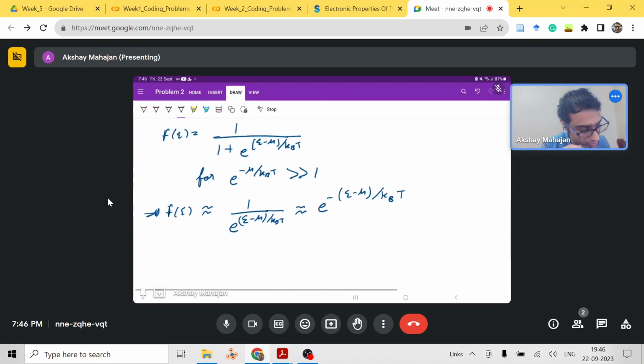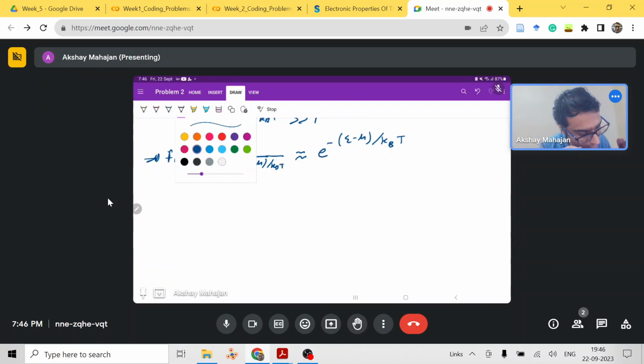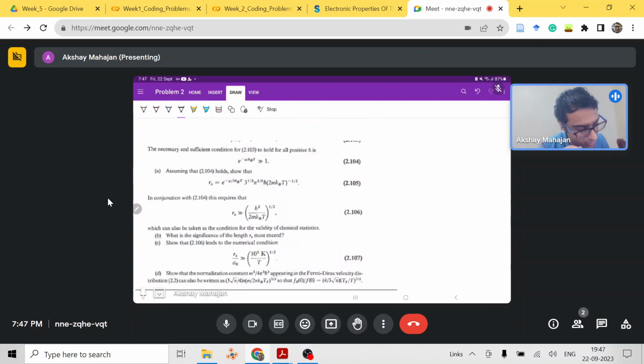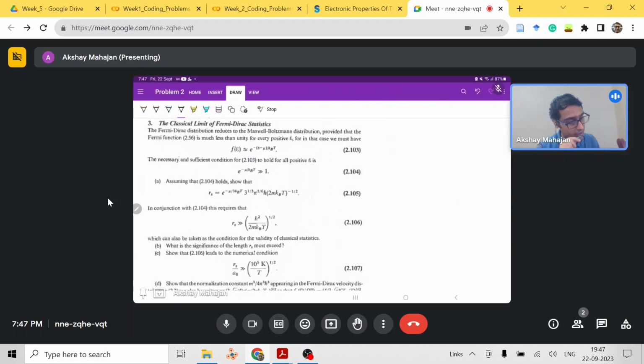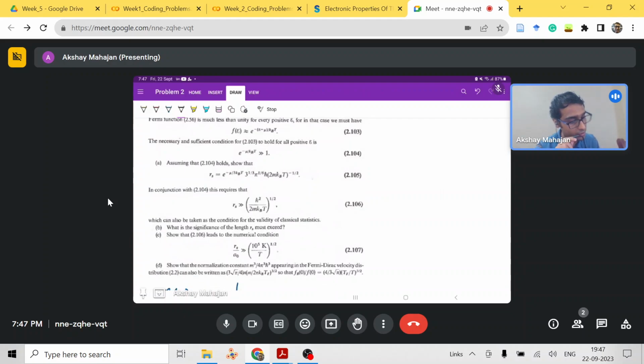Alright, so let's go to part A. Now we have to solve parts A and B. In part A, it says assuming 2.104 holds, which is this condition, show that rs, which we have defined earlier and which comes from the volume occupied by an electron, is given by this kind of complicated formula.